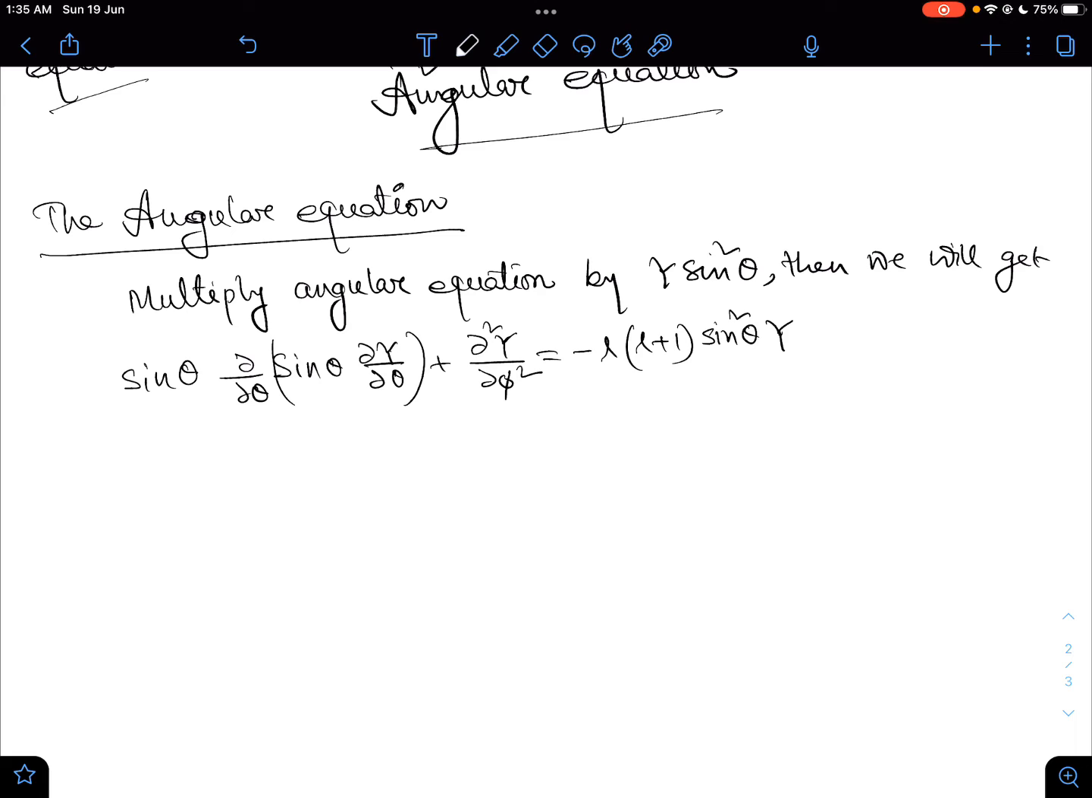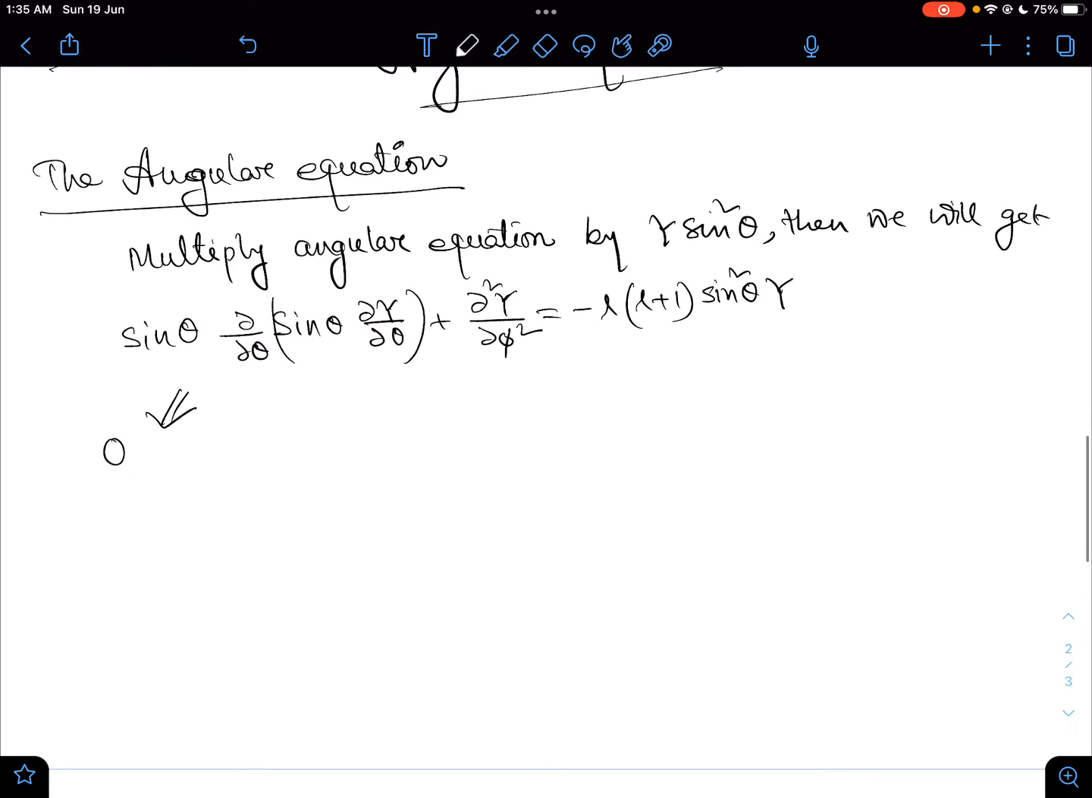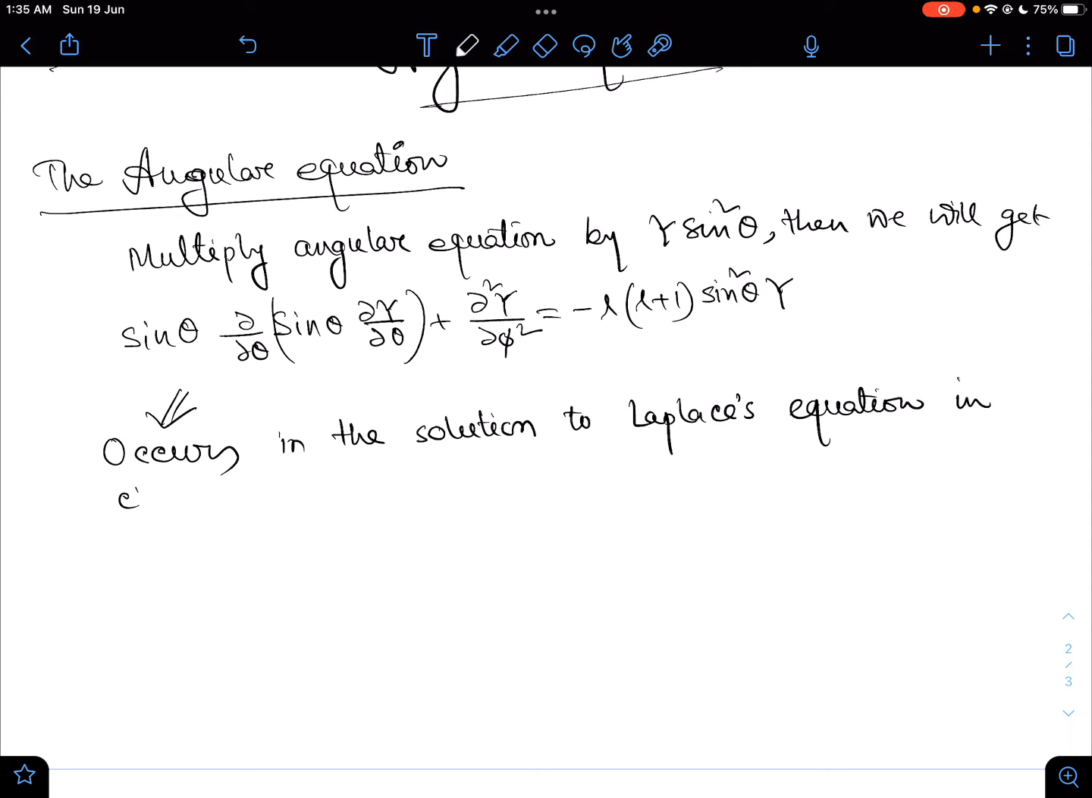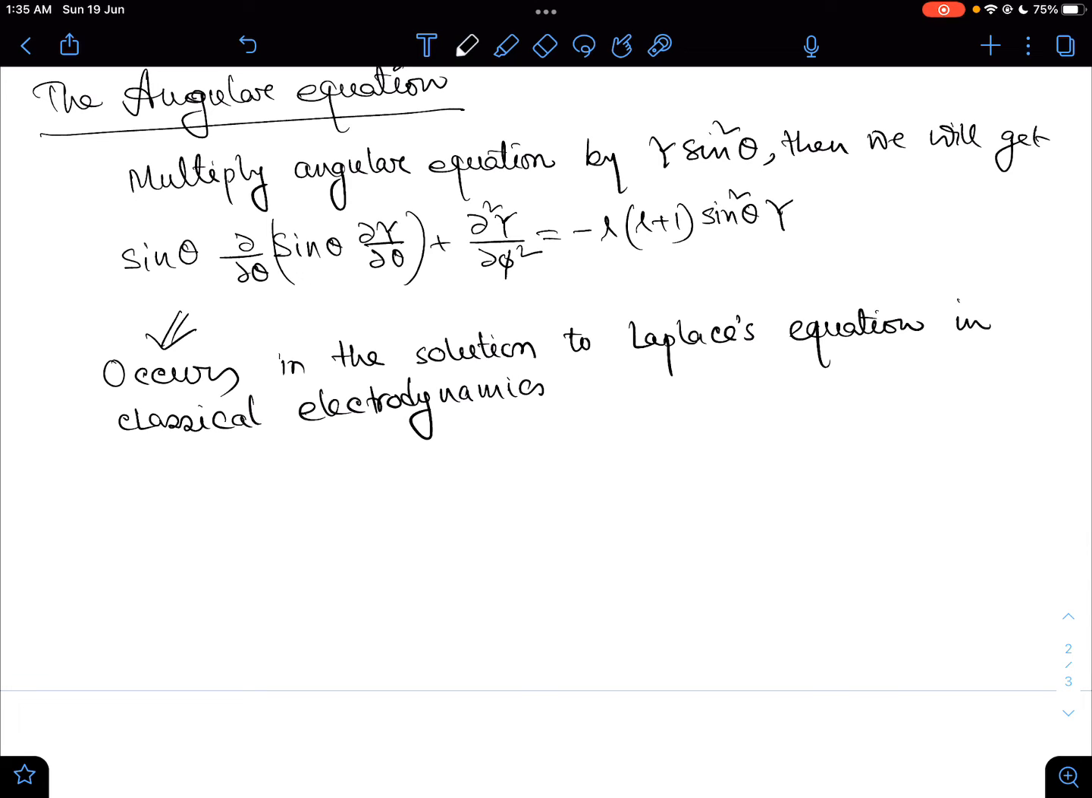This is a standard equation. It occurs in the solution to Laplace's equation. Basically, if you have studied classical electrodynamics, then you will see that this occurs in the solution to Laplace's equation in classical electrodynamics. So as we have previously done, we will again try this separation of variables.